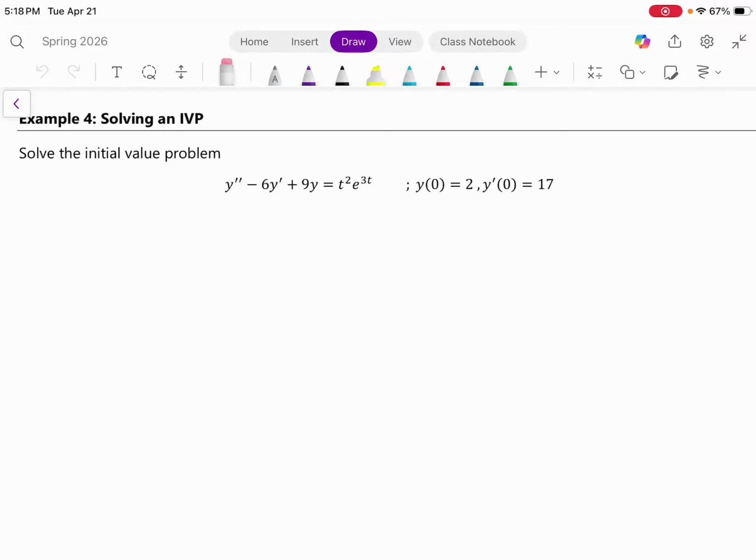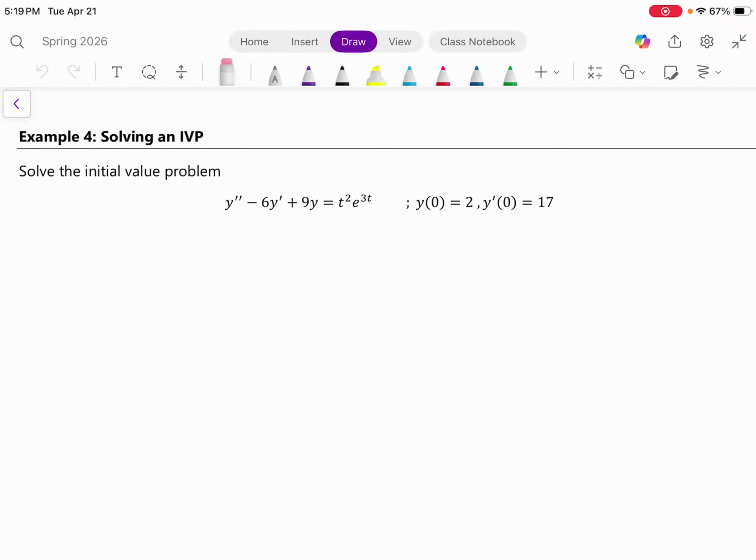All right, hi everybody. Welcome back to section 7.3. In this video, we're going to take a look at solving our first initial value problem using these first translation theorems and the inverse of it. So we're going to solve an initial value problem. What does that mean? Solve a differential equation, which is what this whole class is about.